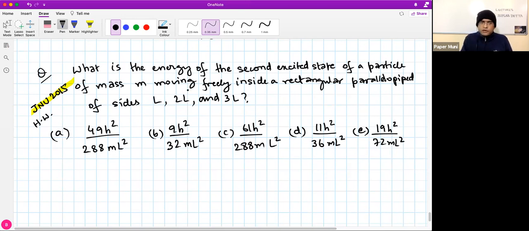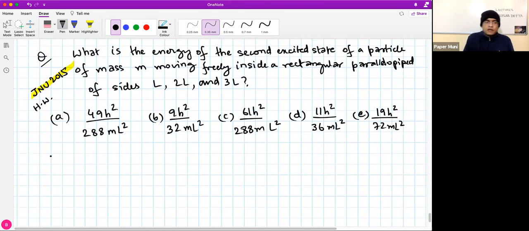So let's discuss this. What is the energy of the second excited state of a particle of mass m moving freely inside a rectangular parallelepiped of sides L, 2L, 3L? All right, so we have this given to us. Now let's see the solution. All right, so how will you do it?